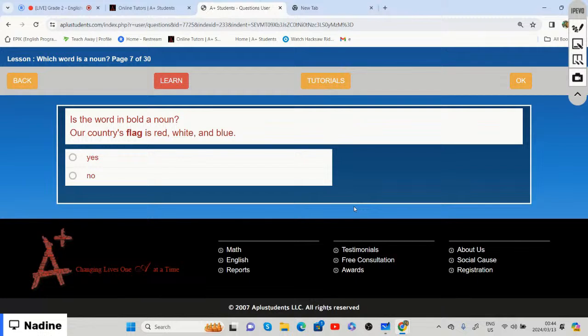So then we have our country's flag is red, white, and blue. We need to say if the word flag is a noun. The word flag, is that a noun? Either yes or no.